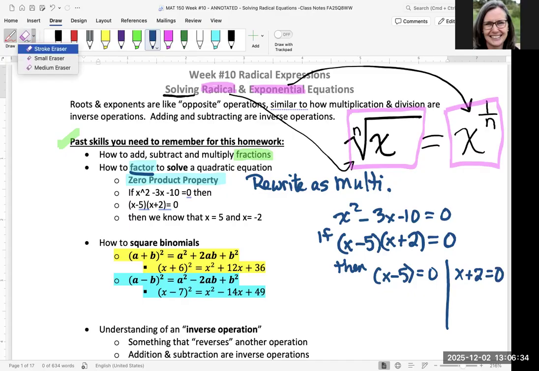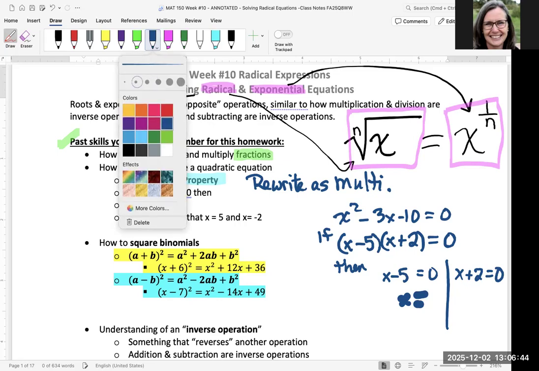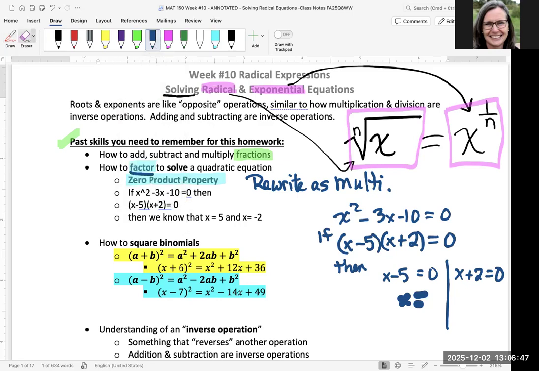From there, you solve each of those equations, and that's how you see the two possible answers to the original equation are when x equals 5, or when x equals -2. Again, you have the creative license. You can do whatever you want to both sides of an equation anytime you want.